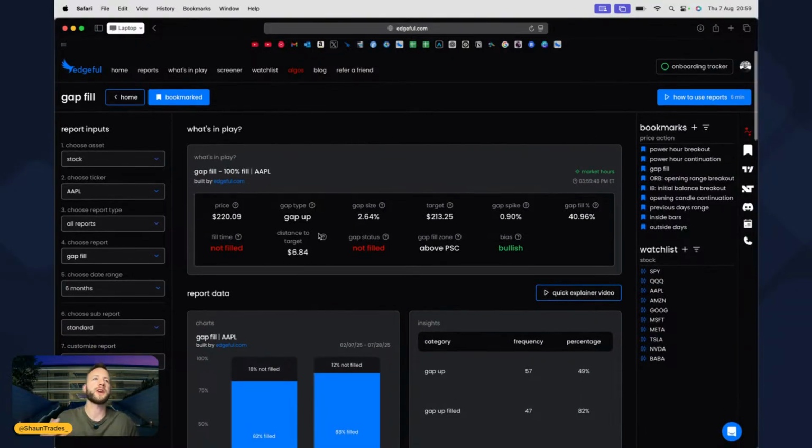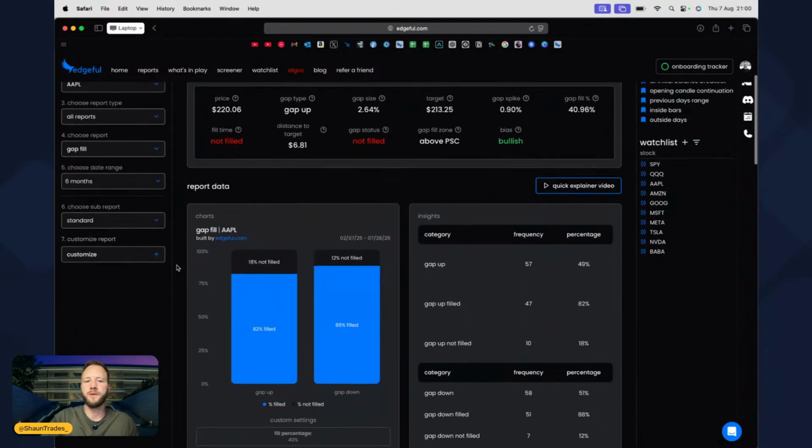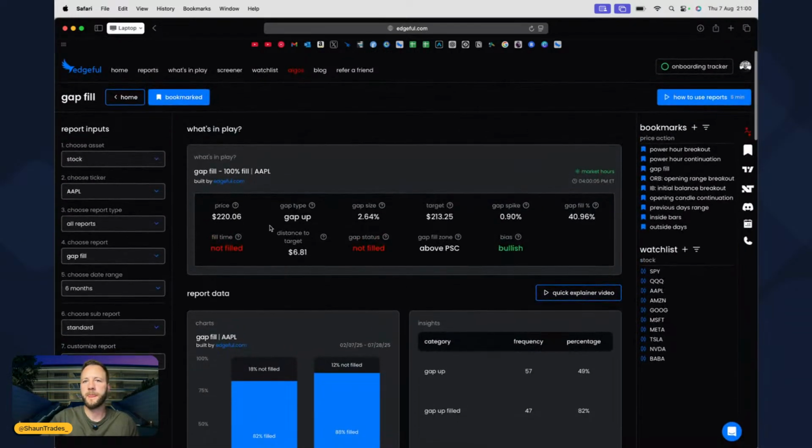So they're the things you're looking for on the open. It's not necessarily just the SPY, the QQQ, or the futures. It's the stuff around Apple, Tesla, Microsoft, Nvidia, all of that kind of stuff. That's all tradable, and it's all available to get with these reports on Edgeful. Yeah, I think that's pretty awesome.